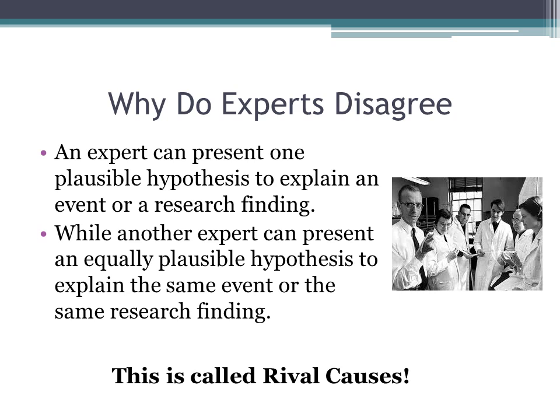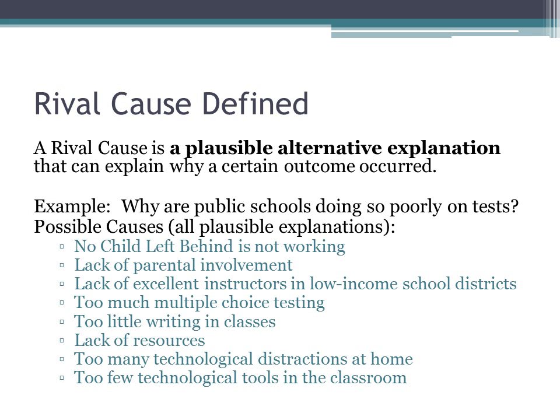So, for example, if one expert on the Roman Empire says that the Roman Empire fell because there was increasingly weakened leadership, and another expert says that the Roman Empire fell because it got too big to be managed, that doesn't mean that either one of them is wrong. It just means that it's a rival cause. So a rival cause is a plausible alternative explanation that can explain why a certain outcome occurred.